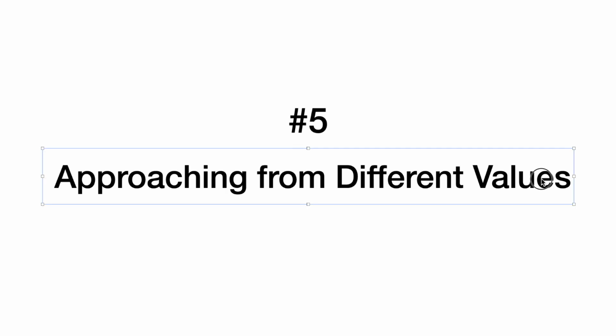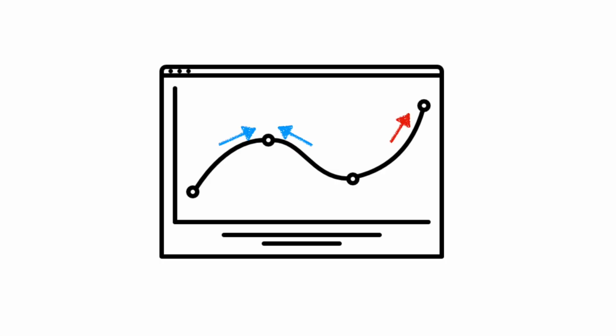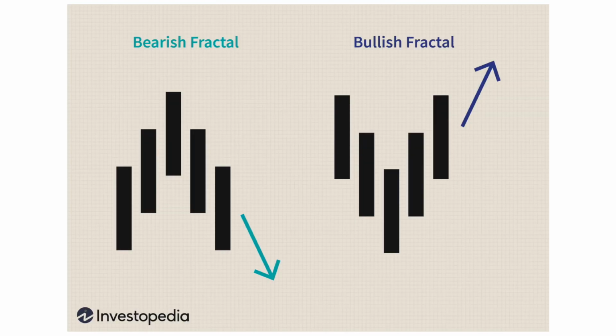Number 5, approaching different values. The limit can also vary for different sequences or paths of approaching the point. This can indicate that the function has a more complex behavior near that point, possibly involving oscillations or fractal-like patterns.